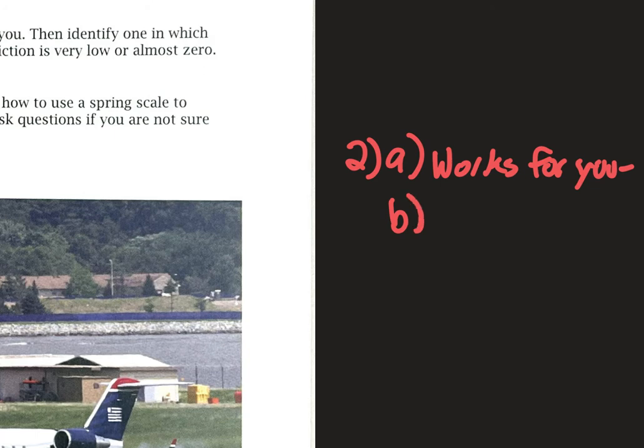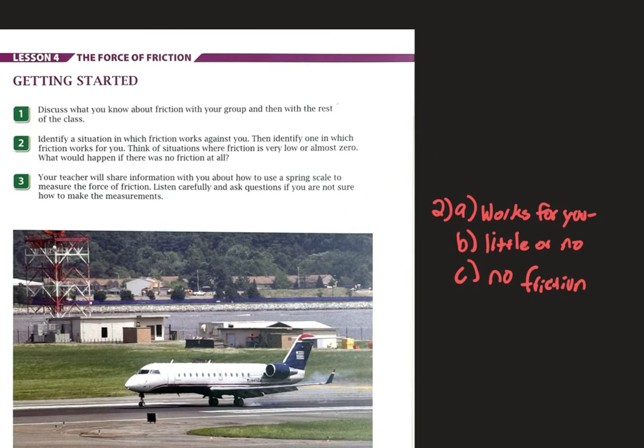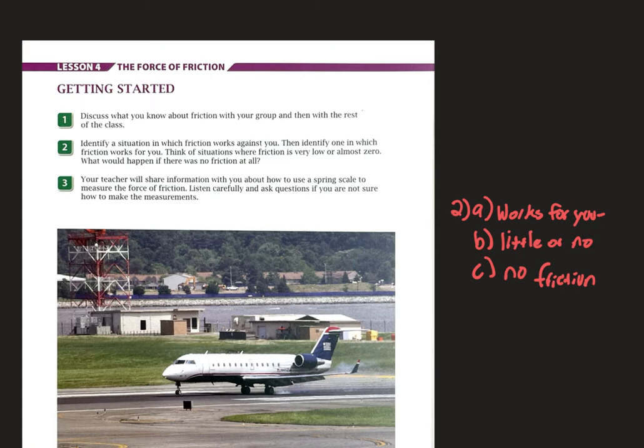B, a situation where there's little or no friction. And then C, no friction at all. All right, let's zoom back out so we can look at 2. So take a moment and identify these 3 situations in your notebook. They can be good or bad. So pause the video and answer those.